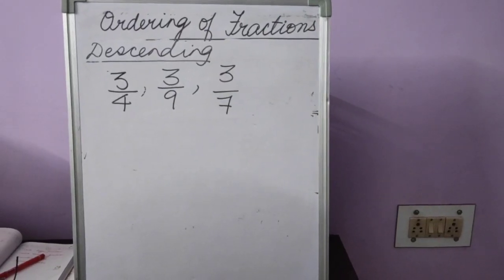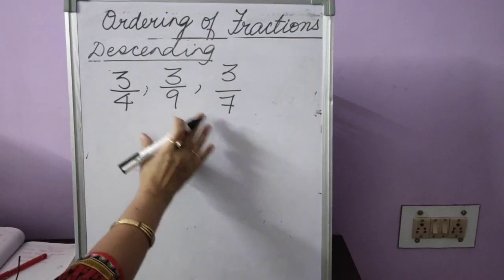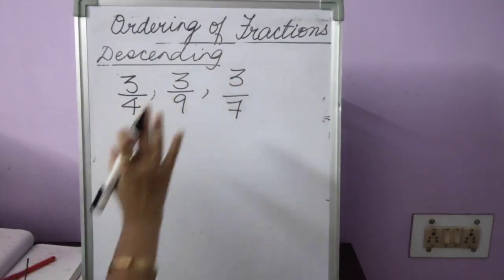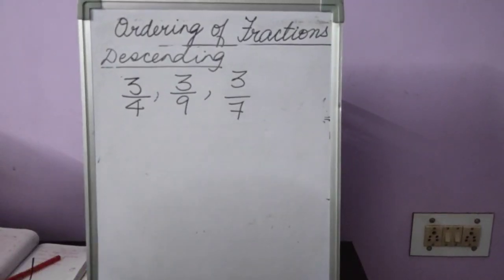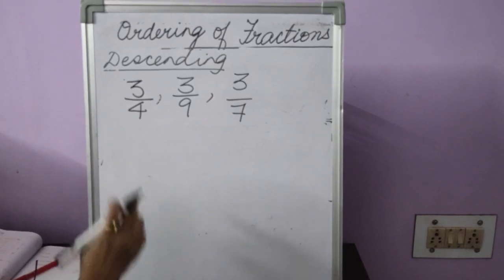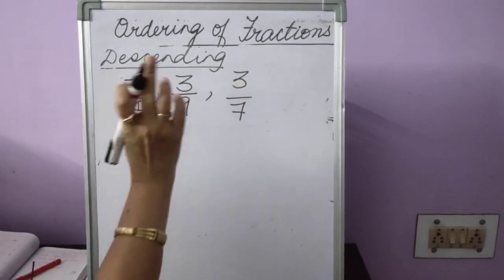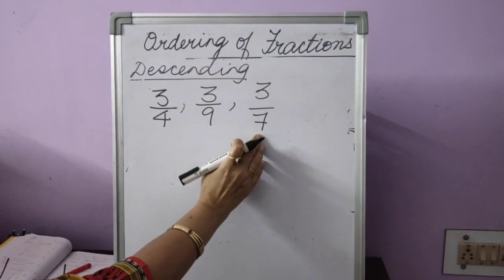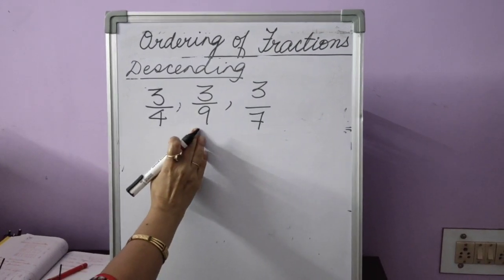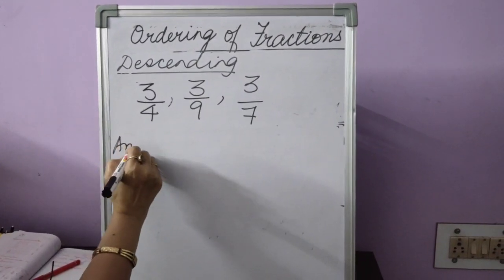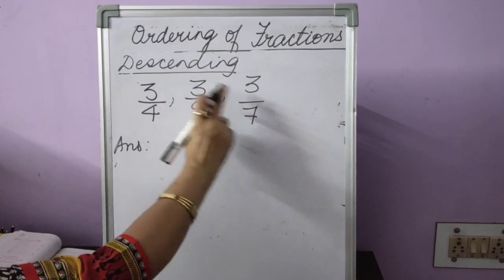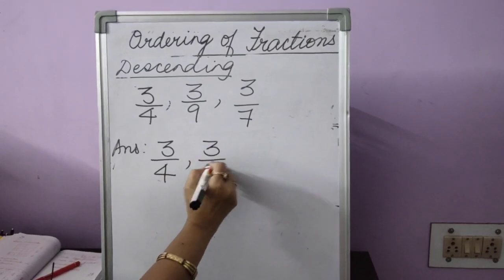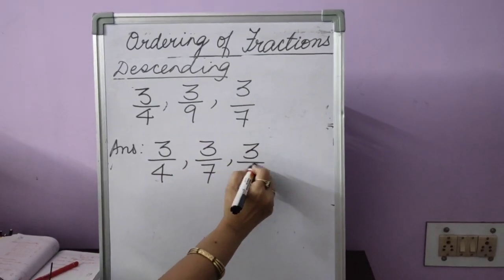Now, if we were to arrange these 3 fractions in the descending order, so what do you see in this? You see in this that the numerators are the same, and descending, as we all know, is from biggest to smallest. So when the numerators are the same, biggest is 3 upon 4, followed by 3 upon 7, followed by 3 upon 9. So your answer, when the numerators are the same in the descending order, will be 3 upon 4, 3 upon 7 and 3 upon 9.